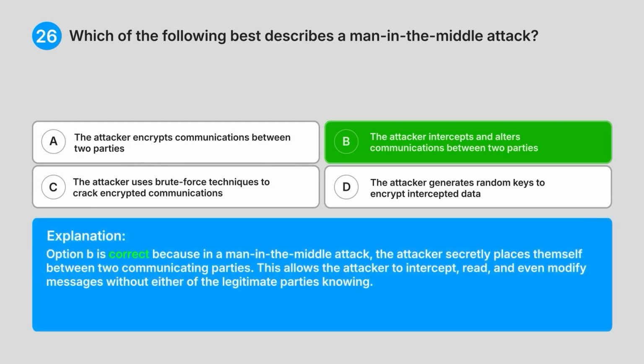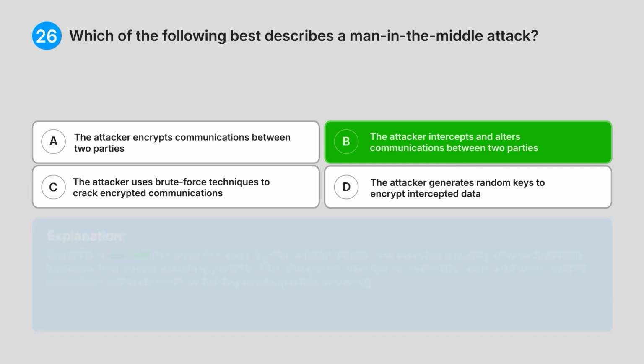Explanation: option B is correct because in a man-in-the-middle attack, the attacker secretly places themselves between two communicating parties. This allows the attacker to intercept, read, and even modify messages without either of the legitimate parties knowing.